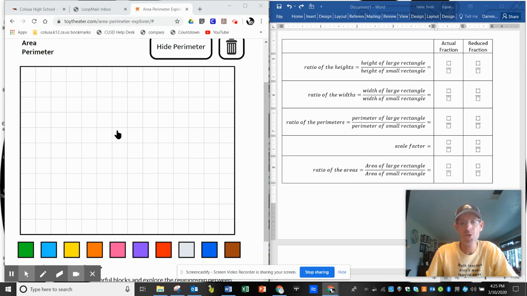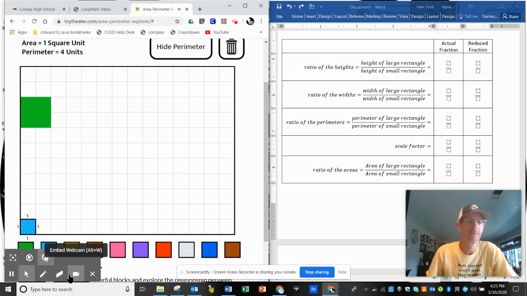For every 4 squares that I add to the large rectangle, I'm only going to add 1 square to the small rectangle. So to start with, here we go. I'm building a large rectangle with green squares and I add 4 green squares, but for the small rectangle, I only add 1. Right now, I know for sure that the large rectangle has an area that's 4 times what the area of the small rectangle is.